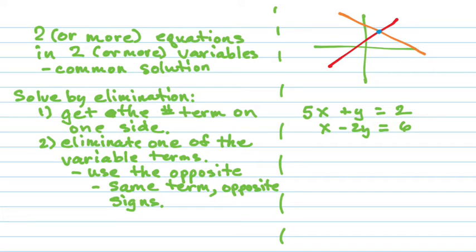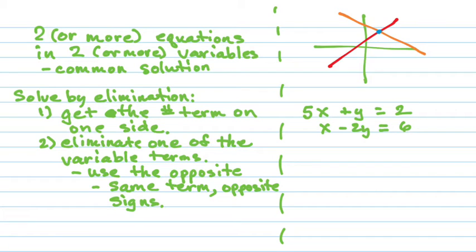So I'm just going to go through, and all I want you to do is tell me what the opposite would be of the term that I name. So what if I say negative 5y? What's the opposite of negative 5y? Positive 5y. Yeah? It's just that easy. What's the opposite of positive x? Negative x. Okay? So all you need to do, you've got to make sure they are identical except for one thing, and that's the signs.